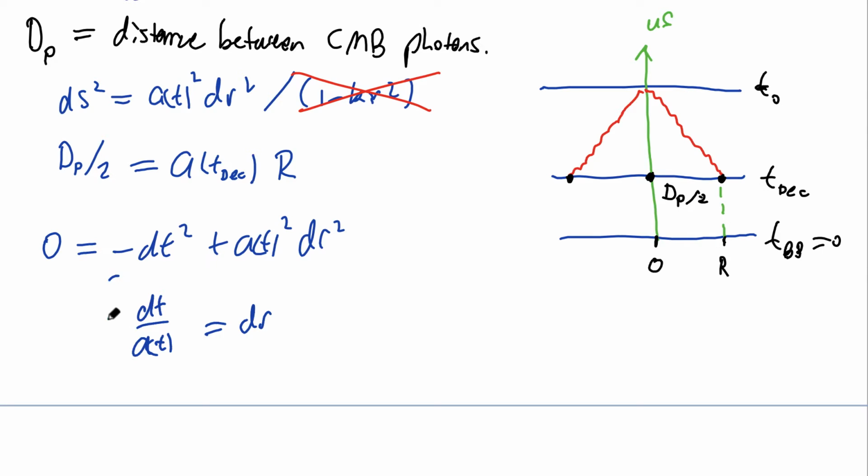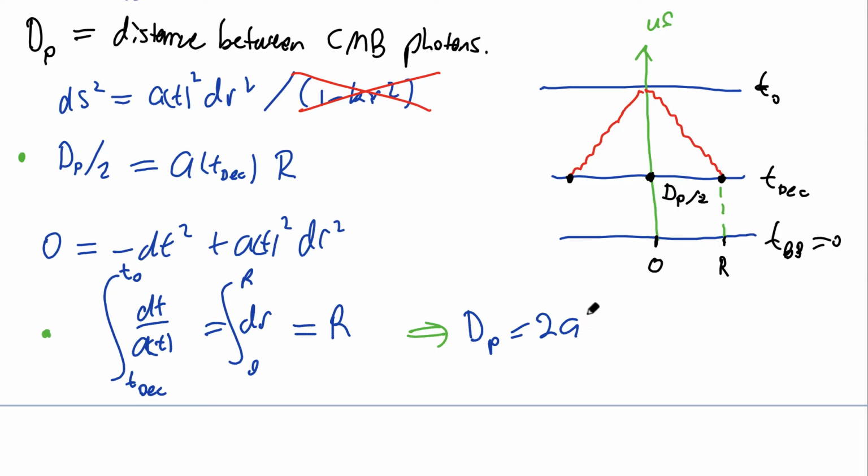And of course we can integrate. So we integrate from 0 to capital R, and the t integral goes from the decoupling time to the present time t0. The right-hand side here is of course capital R. So what we get by combining these two results is d sub p equals 2 times a at the time of decoupling times the integral from t decoupling to t0 of dt divided by a of t.